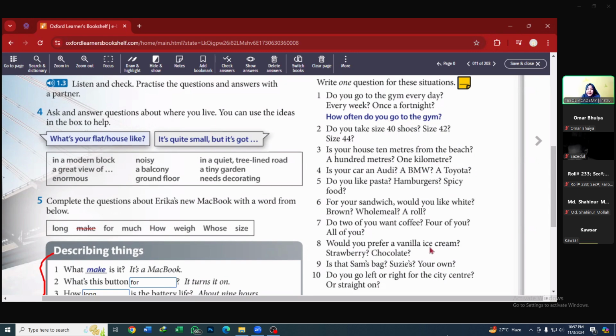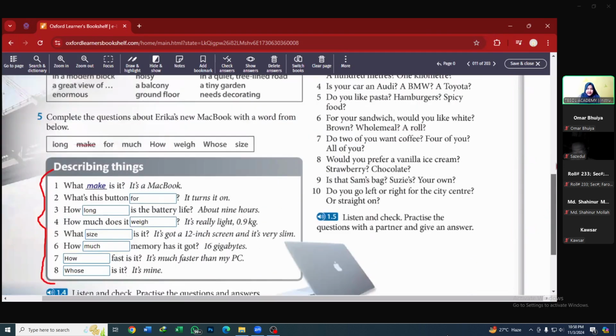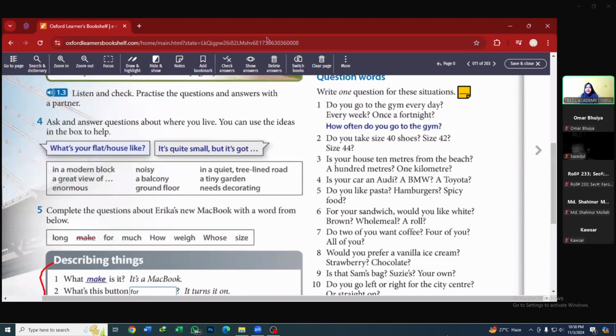Number 9. Whose bag is that? Susie's. So the bag is Susie's. Good. Okay, last one. Which way do you go for the city center? Straight on. Okay, so you have to go straight on for the city center. Very good, Mr. Kausar. Well done, well tried. Okay, so now that we're done with our today's activity, we will keep it till here for today.